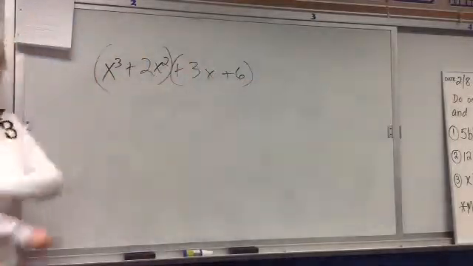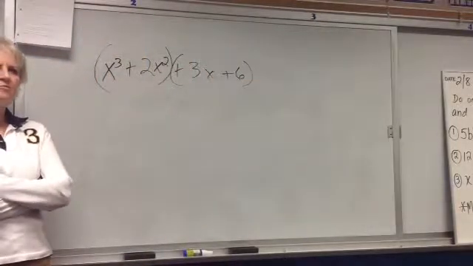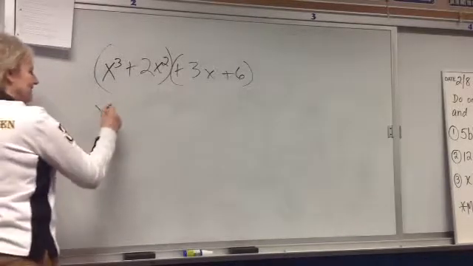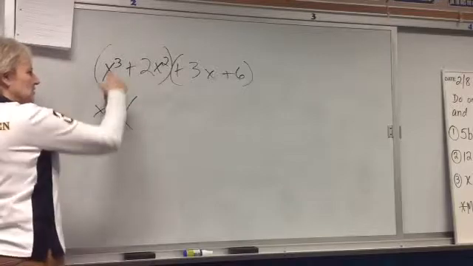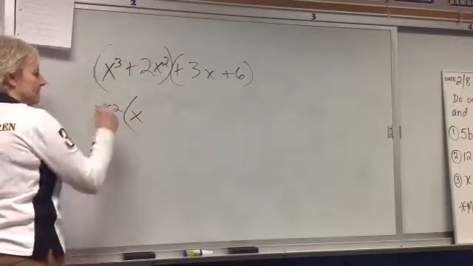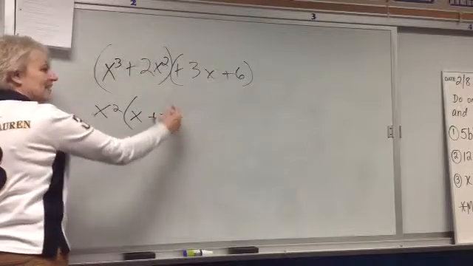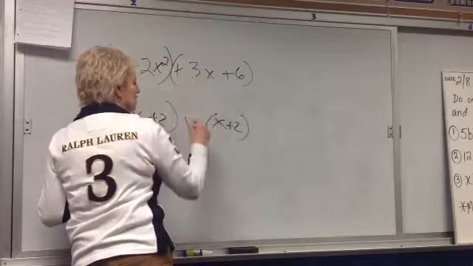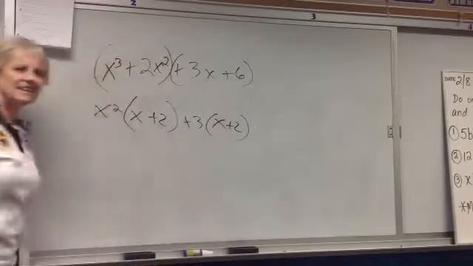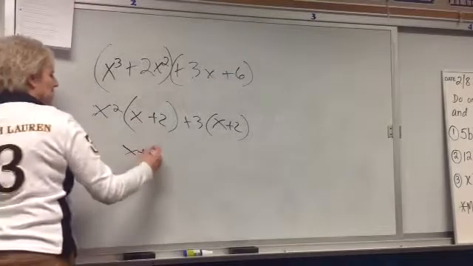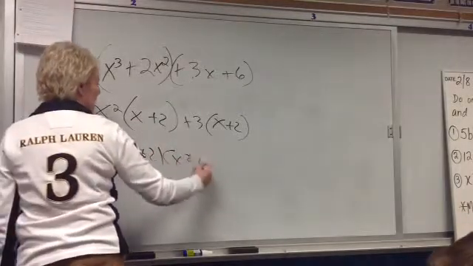What's the greatest common factor? No help. X squared. X squared. How do I get that back? Times what? X. Yeah. And then you write x plus 2 again. Plus 3 to get 3. Final answer, x plus 2, x squared plus 3.